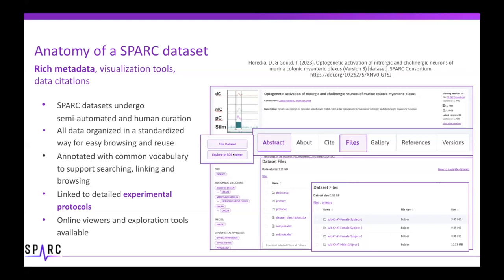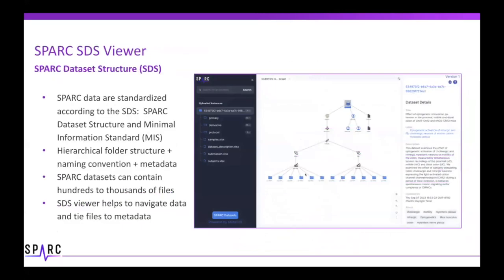If you click on the SDS Viewer, it takes you to a third-party tool that was developed by a company called Metacell that essentially displays the entire data set as a graph and provides the metadata in a side panel. So at every step of browsing this particular graph, you can see the metadata that's associated with individual subjects and samples and data sets. So it's basically an integrated way to view the overall structure of the data set.